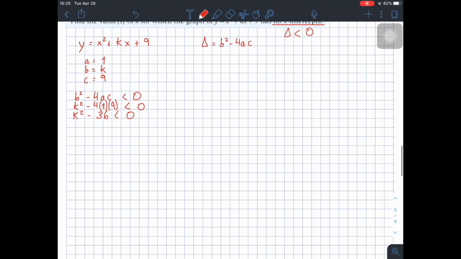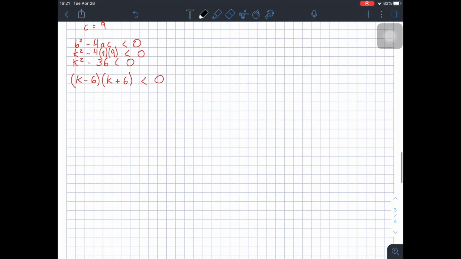So finally, we could either take this to the other side and do a square root, or we can apply here a difference of 2 squares. Let me do that. That'll be k minus 6 times k plus 6, right? Difference of 2 squares, this should be less than 0. So if we do it this way, this is written in the factored form, right? Where we have the roots of the quadratic equation. So if we do a quick sketch of this to see what's happening, we're going to have something like this.